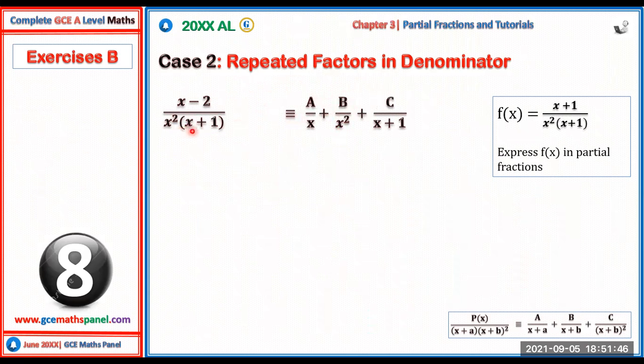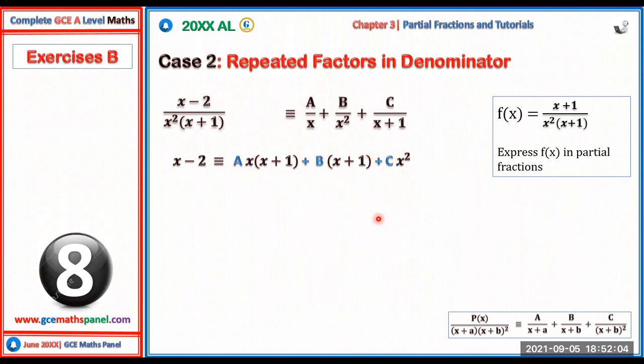Now plus C over this linear factor. We now multiply all through by this LCM. We will be left on the left-hand side with x minus 2. And this is what we have on the right-hand side: Ax into x plus 1, plus b into x plus 1, plus Cx squared.